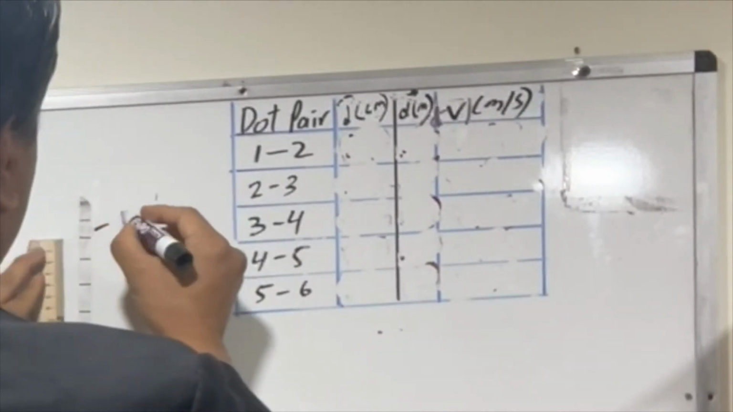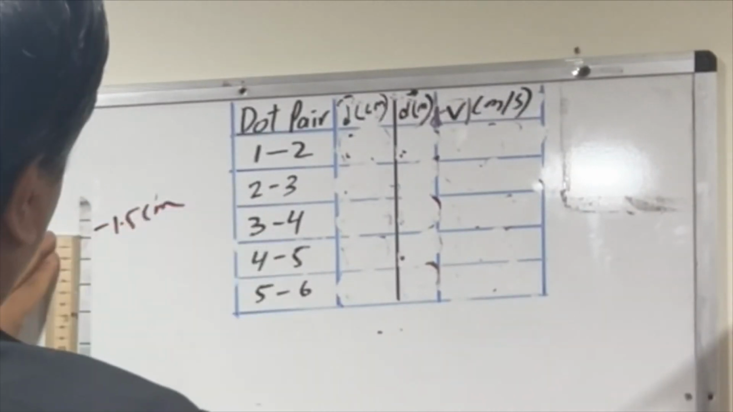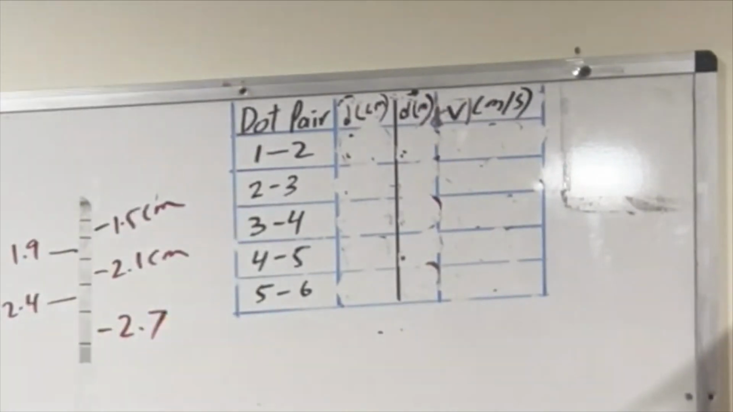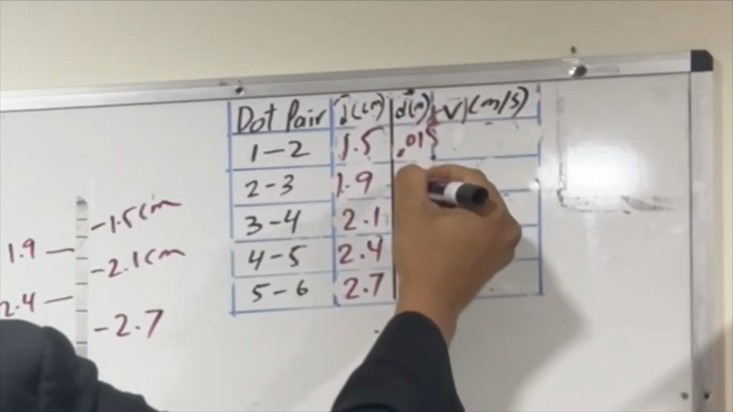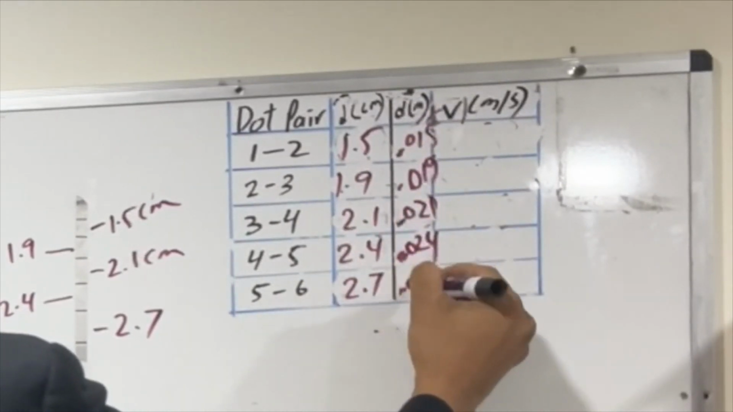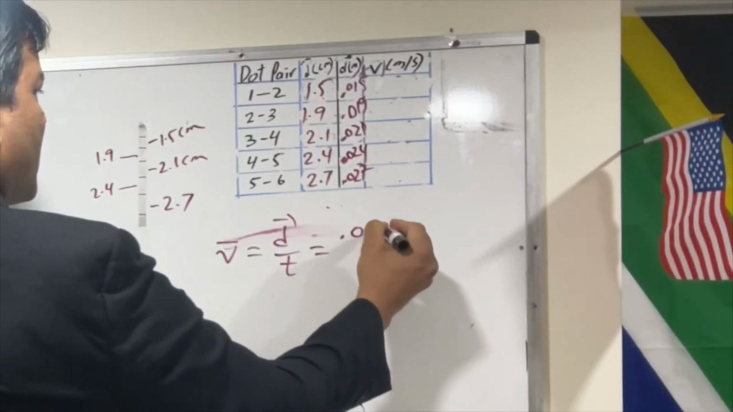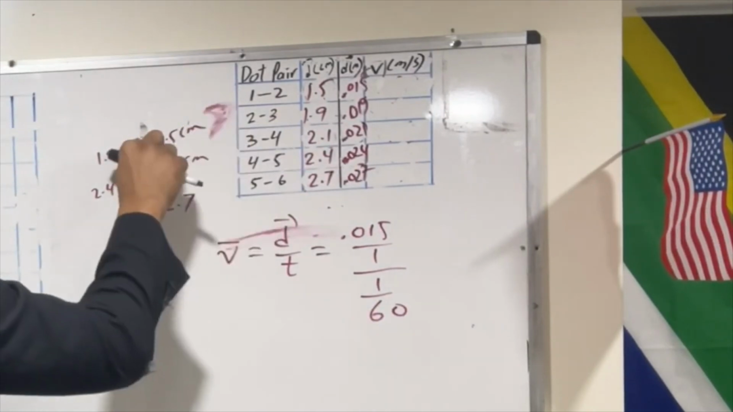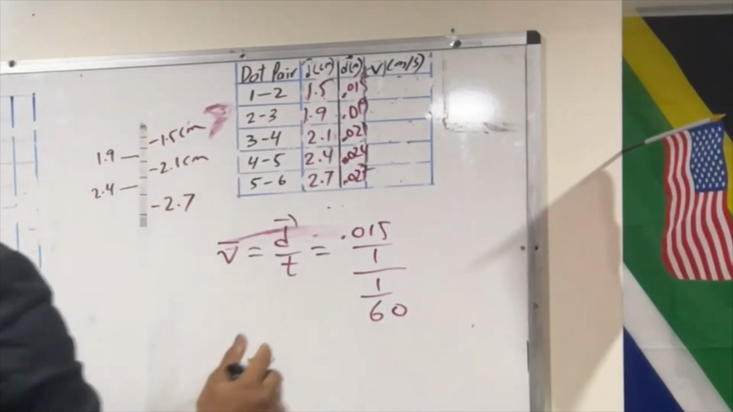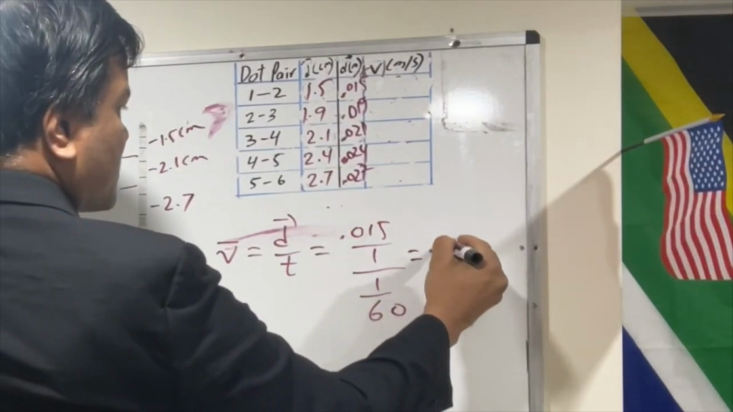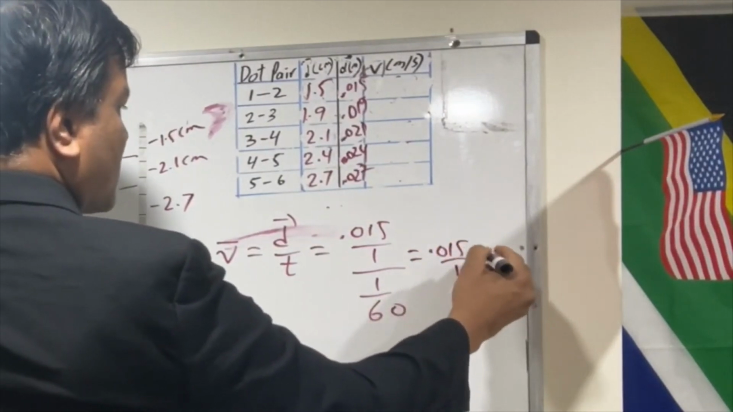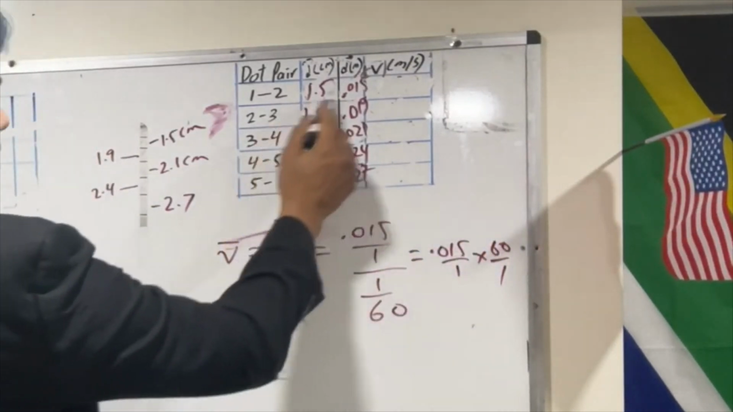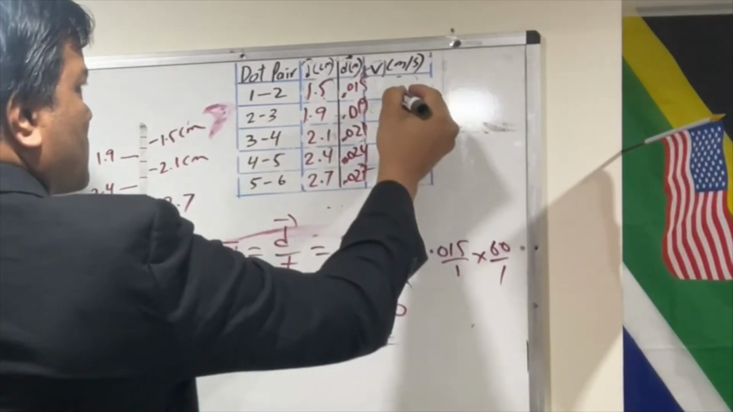So this is 1.5 centimeters. Displacement is 0.015 over 1 and the time is 1 over 60 because this one takes 1 over 60, this one, and so on. So 0.015 divided by 1 over 60, you flip it, 60 over 1. So basically you're going to multiply everything by 60. So 0.9.